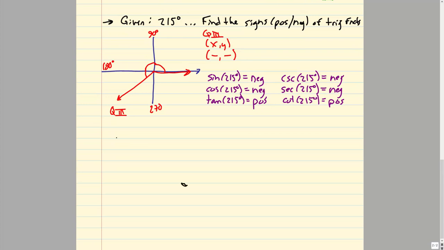Let's go ahead and look at another one. This one we're going to be looking at a negative angle. So let's look at negative 239 degrees. And again, we want to find the signs, and this is not sine, cosine, but signs, whether they're positive or negative, of the trig functions.